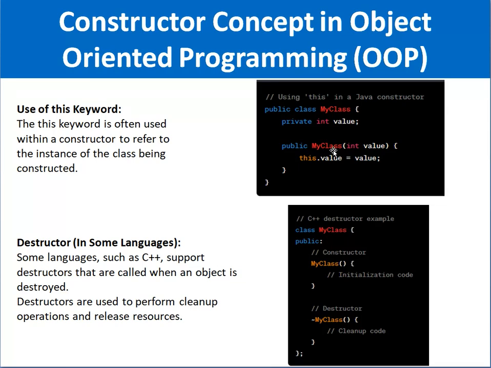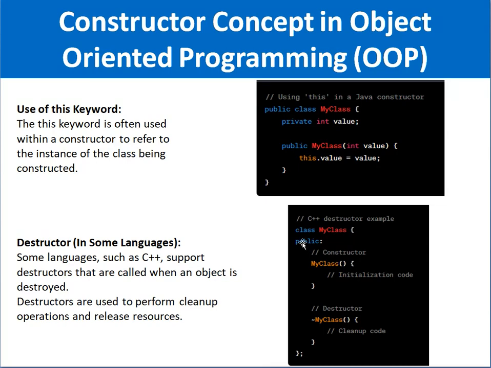Whenever you have created an object, the integer value will be set as value, which is basically when it's initiated, whenever you are sending the value, it will be set as this.value. So this is basically the keyword referring to the instance of the class being constructed.